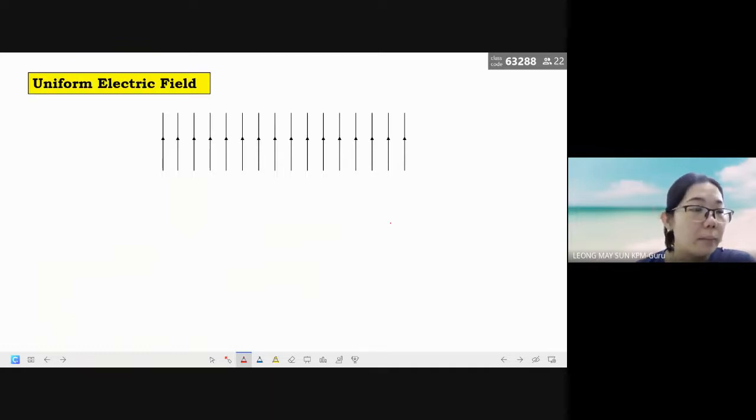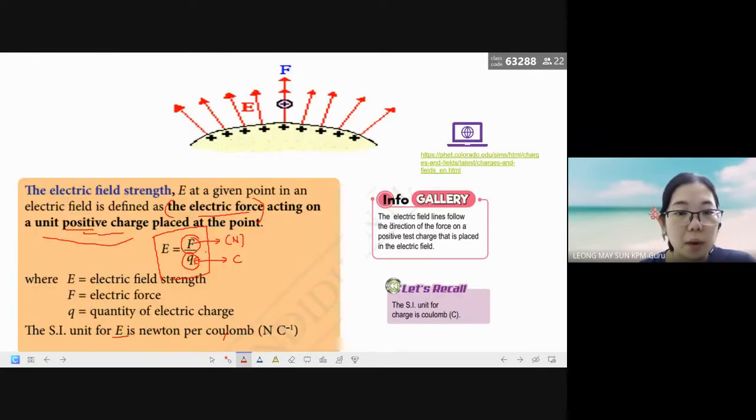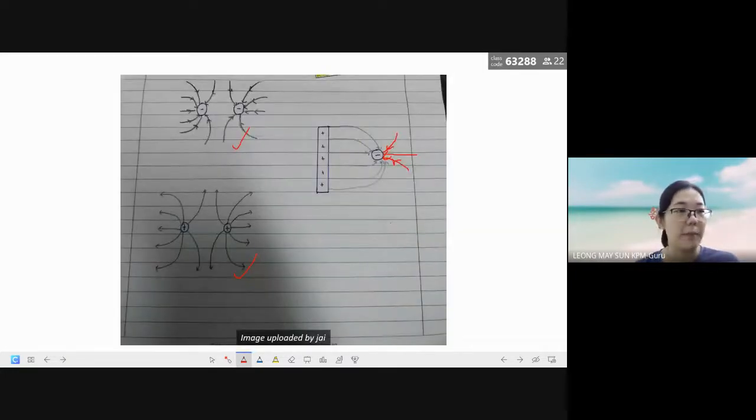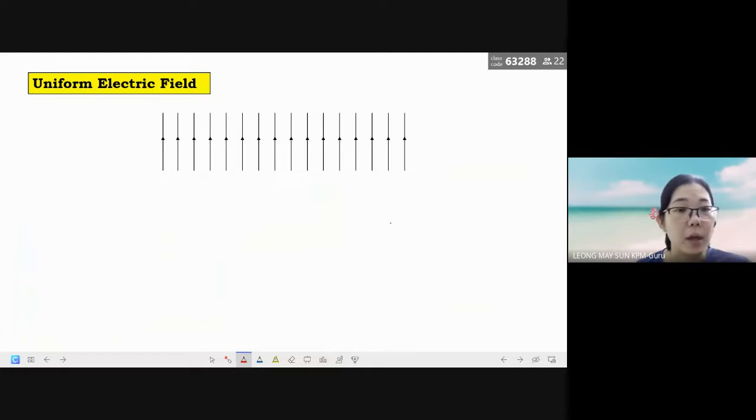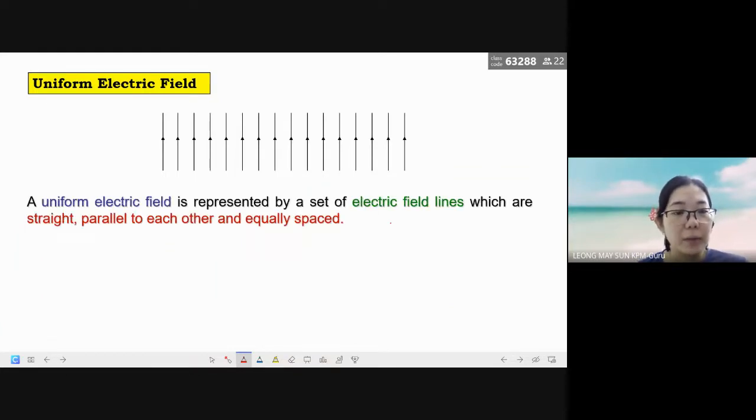What happens if it's a uniform electric field? Previously when we drew, we had a positive charge with positive charge, negative charge with negative charge, and we drew a circle because an atom normally is a circle. But when it is a uniform electric field, it is represented by a set of electric field lines which are straight, parallel to each other, and equally spaced. So it has to be equally spaced, and that symbolizes a uniform electric field.